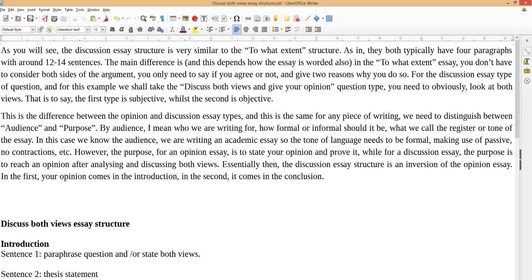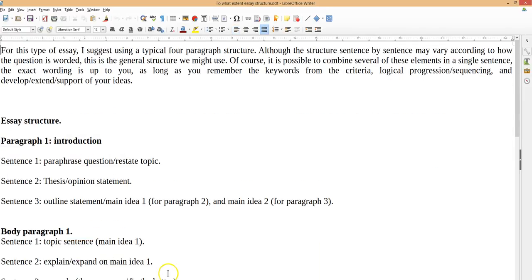Now, if you remember the videos from previous days, we were looking at the to what extent essay question and the structure. So video number 1 was looking at the structure. Video 2 was going through the process of how you might write such an essay in real time. So to just remind ourselves of what that is.